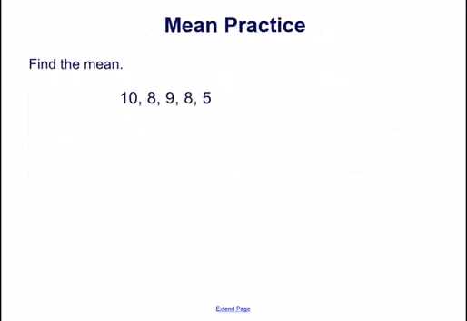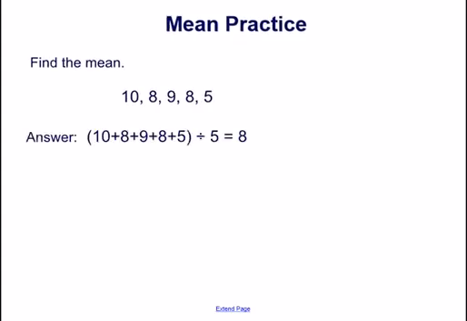So let's try some more examples. Find the mean of the data points 10, 8, 9, 8, and 5. Again, the mean is finding the average. We're going to find the sum of all these data points and then divide by how many there are. So we add 10 plus 8 plus 9 plus 8 plus 5 and then divide by 5 because there are 5 data points. The sum is 40, and 40 divided by 5 gives us 8. So the mean in this example is 8.